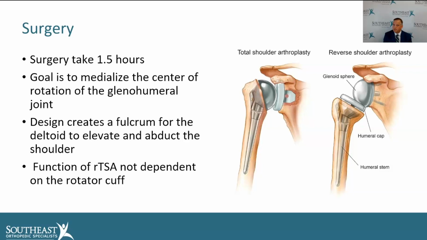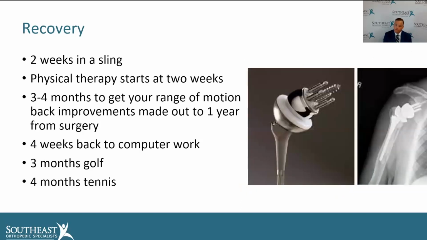The surgery takes about 1.5 hours to do, sometimes a little faster, sometimes slower, depending on the patient's anatomy. Recovery is fairly quick, only about 2 weeks in the sling because it is not dependent upon the rotator cuff to function. So we don't have to slow your rehab as much as we do with an anatomic total shoulder.